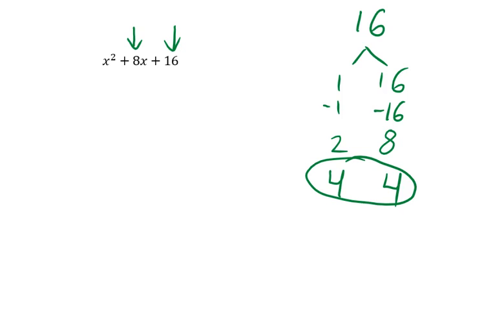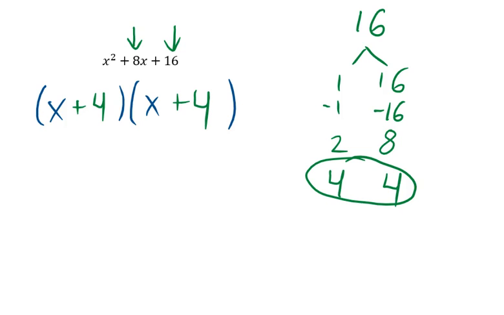I'm going to use those numbers to fill in these blanks. My numbers I found were +4 and +4. In the version of factoring quadratic trinomials where there's no leading coefficient, it's always going to be x, one of my numbers, x, another one of my numbers. And this, by the way, I could rewrite as x + 4 squared.